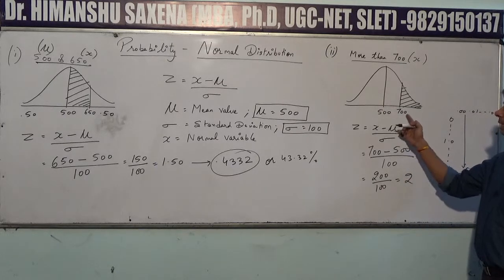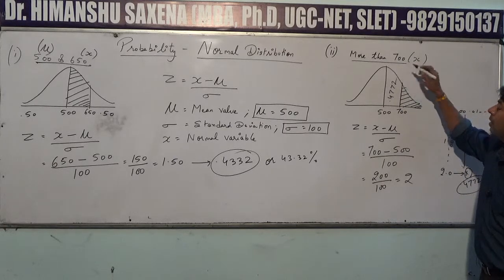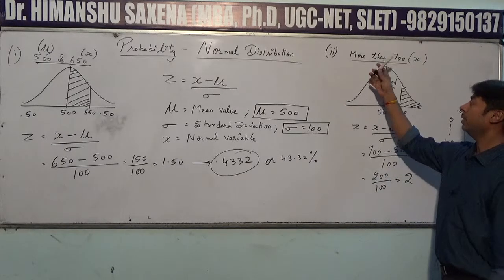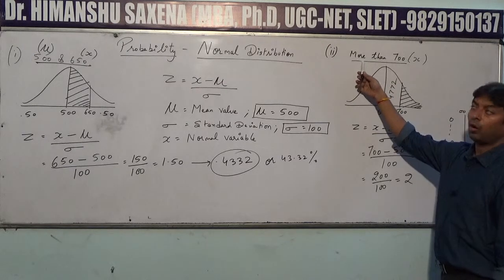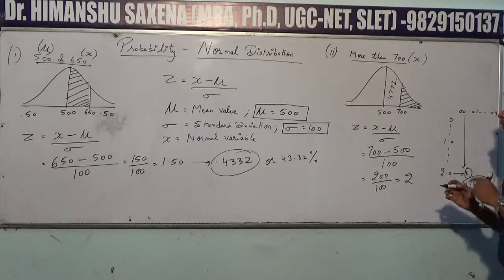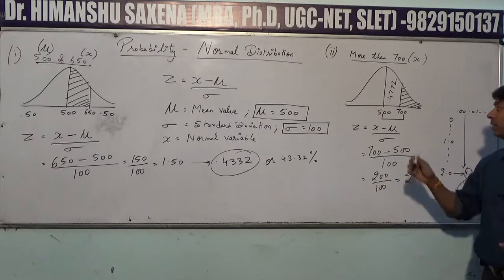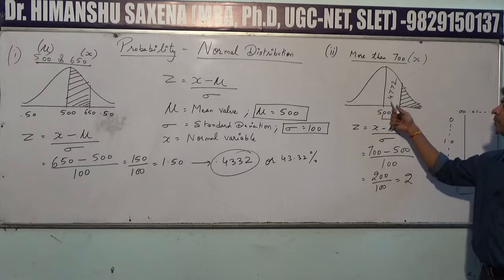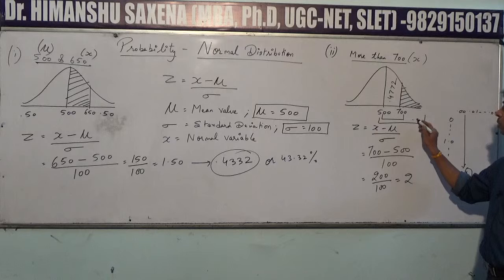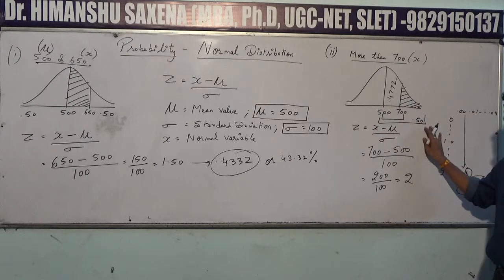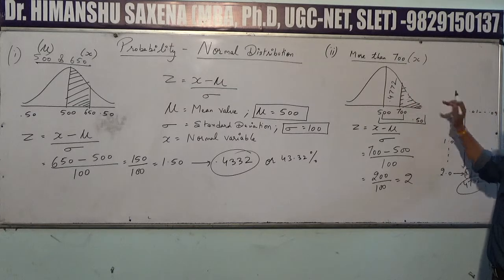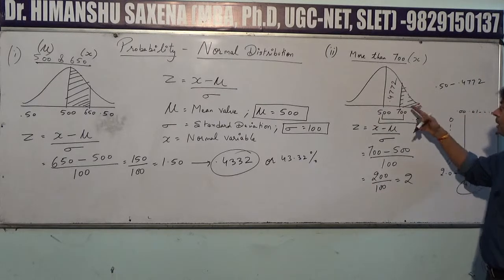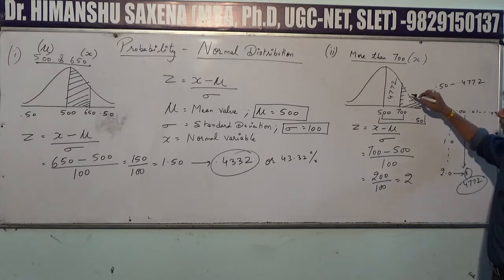This probability is the probability between 700 and 500, but that we don't have to calculate. In this question the individual is asking about the probability of more than 700, but with the help of the formula we can always calculate between 700 and 500. Now you know the value of probability lying between 500 and 700 is 0.4772, and you know that the total area on this particular side is 50%, that is 0.50. So what will be the value of this remaining area? That is 0.50 minus 0.4772. Please solve it to find out the value of probability.